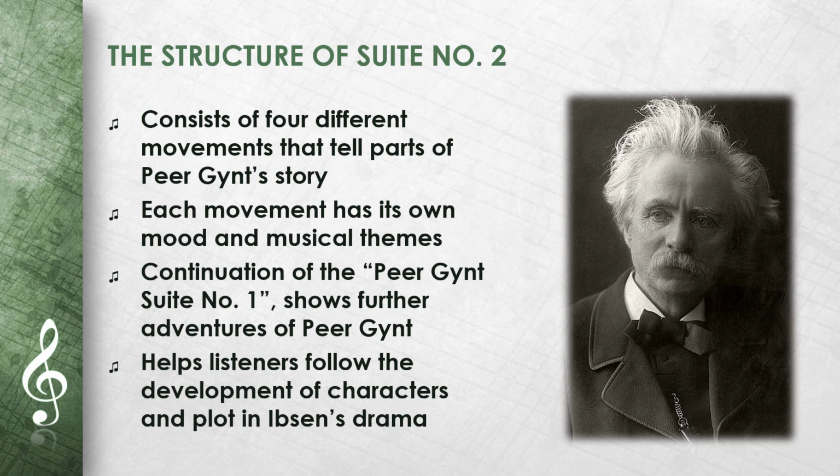The Peer Gynt Suite No. 2 consists of 4 different movements that tell different parts of the story of Peer Gynt. Each movement has its own mood and musical themes. The suite is a continuation of the Peer Gynt Suite No. 1 and shows further adventures and experiences of Peer Gynt. Through these pieces of music, listeners can follow the development of the characters and the plot in Henrik Ibsen's drama.